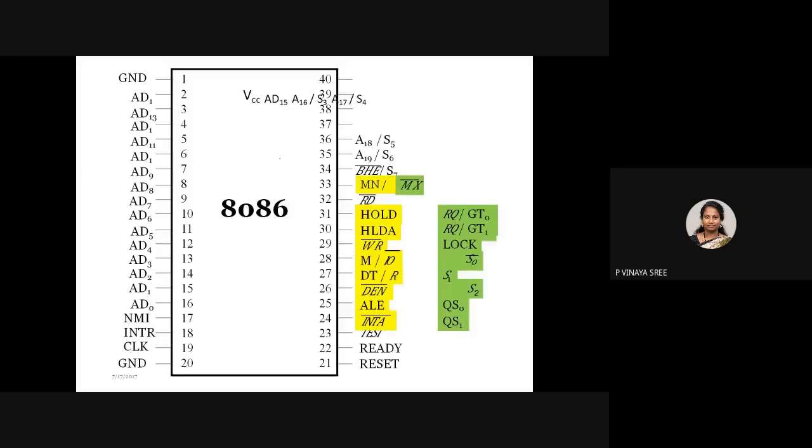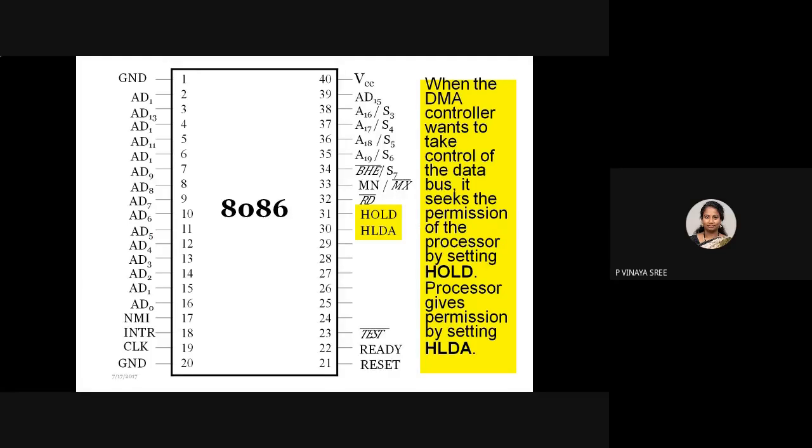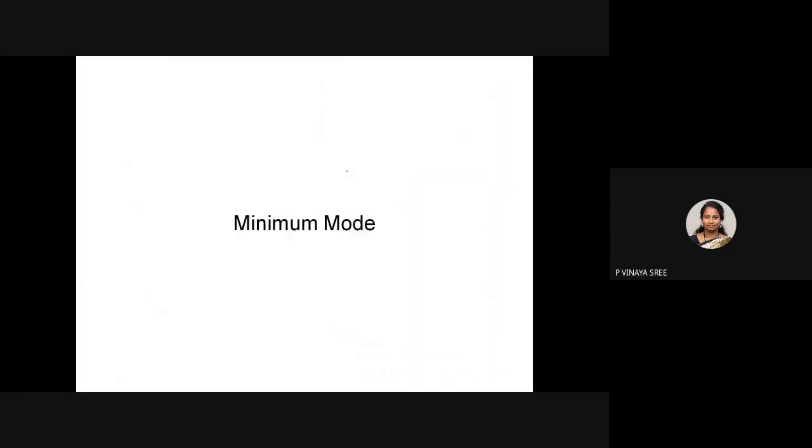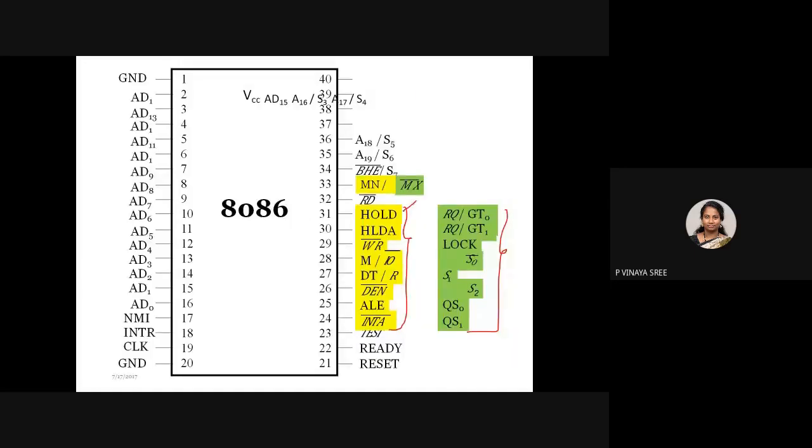So let me start, see here. This yellow shows the minimum mode, this green shows the maximum mode. These are the pins which are specific to the minimum mode, and these are the maximum mode. Let me start with the minimum mode. In this, we start with these two pins, hold and hold acknowledgement.